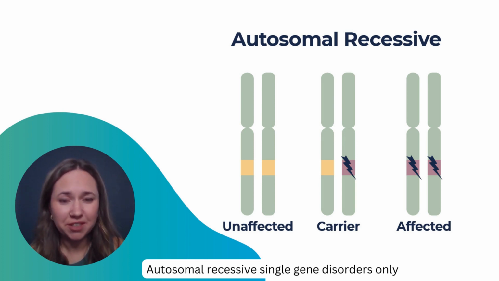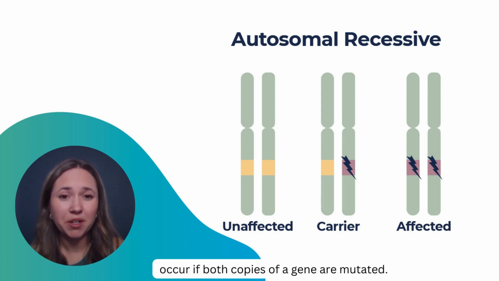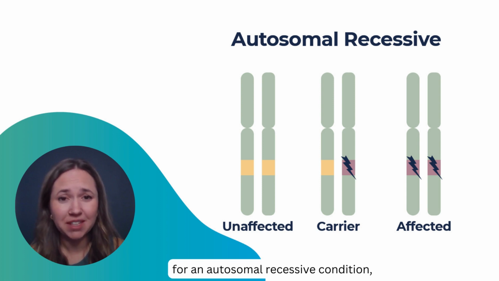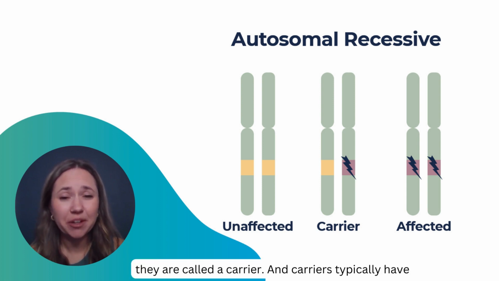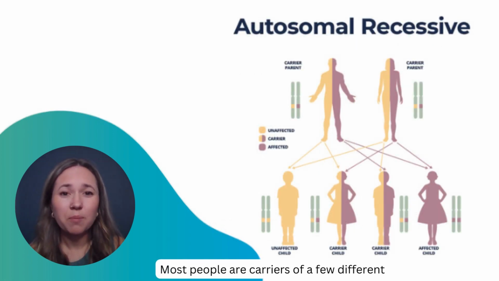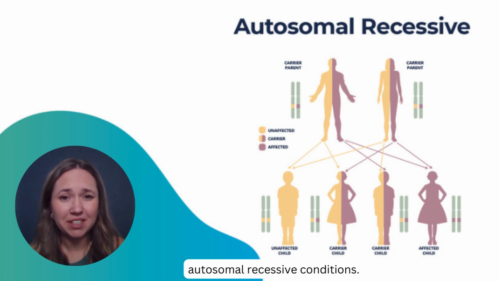Autosomal recessive single gene disorders only occur if both copies of a gene are mutated. If a person has just 1 gene mutated for an autosomal recessive condition, they are called a carrier, and carriers typically have no signs or symptoms of the disease. Most people are carriers of a few different autosomal recessive conditions.